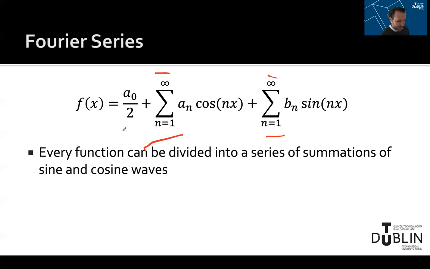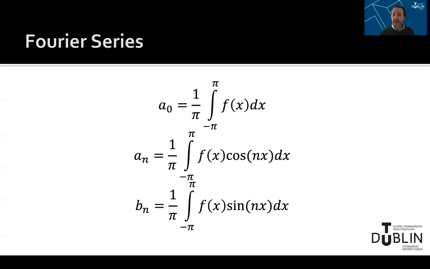And then there's a constant term as well. The function can be divided into these series. Every signal can be written in this form. And what we want to find out is A0, AN, and BN. And to do that, we need to do integration. If we're given some function or some signal, we need to integrate it to find out what A0 is. And then to find out the powers for the different frequency bands, we multiply the signal by cosine, and we integrate between minus pi and pi.